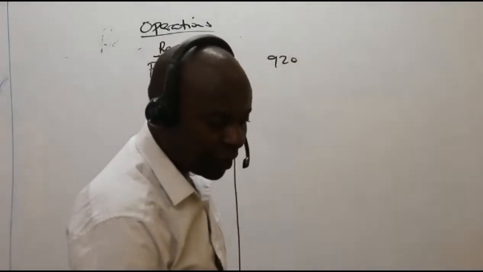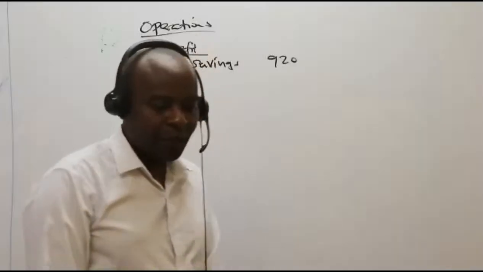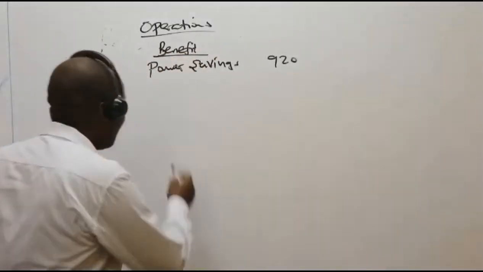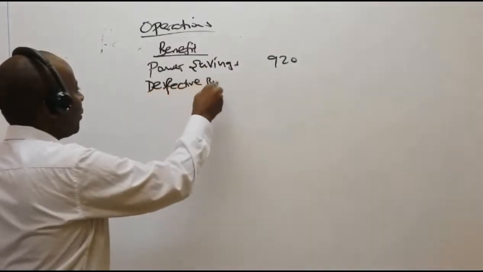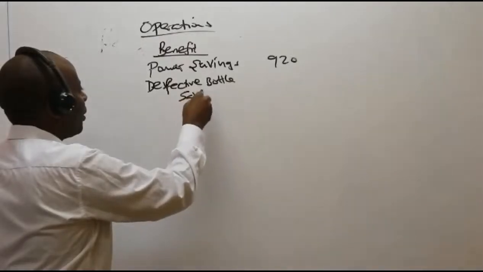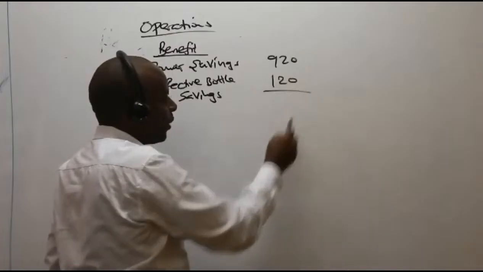So ladies and gentlemen, after that, what else? In addition, the new machine is expected to reduce the number of defective bottles, which will save an additional amount of 120,000. So 120. We have here defective bottle savings, a total of 120.